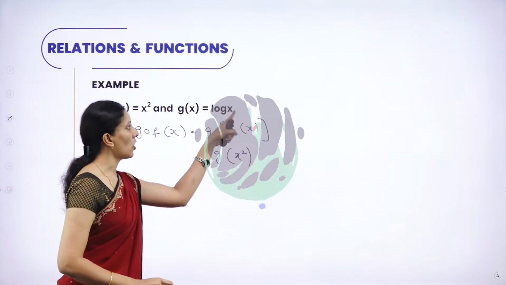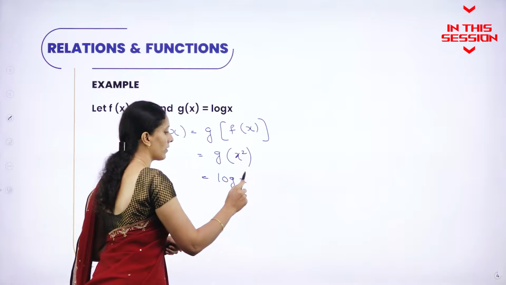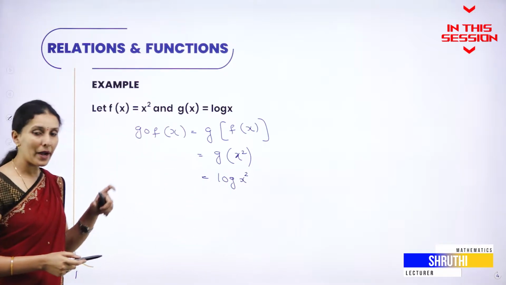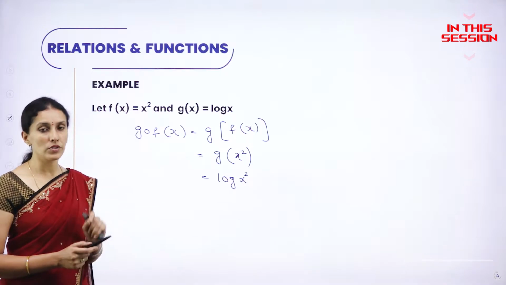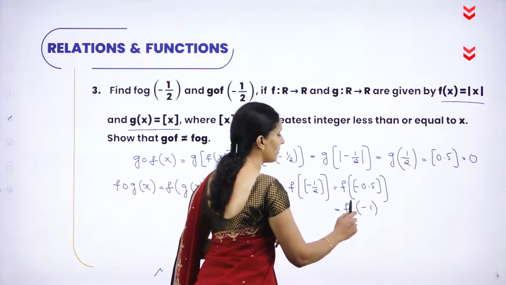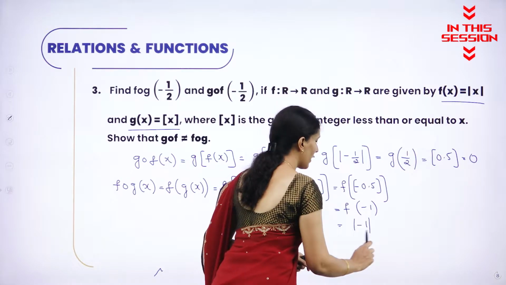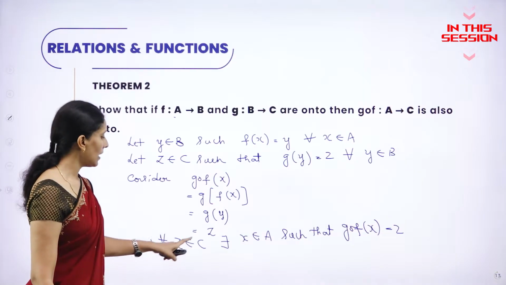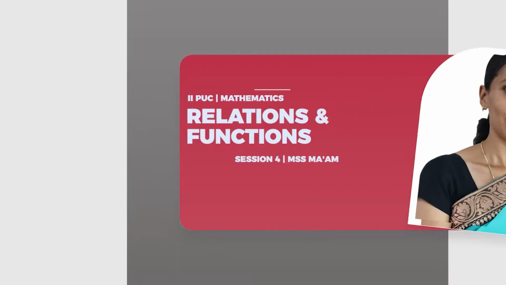G of x means log x. G of x square means it is log x square. So this is how we combine the two functions to get the value, which is called the composition of a function. F of minus 1 means f should be expressed in the form of modulus x. So modulus of minus 1 is 1. Any element in the set C, there exists an element in the set A.